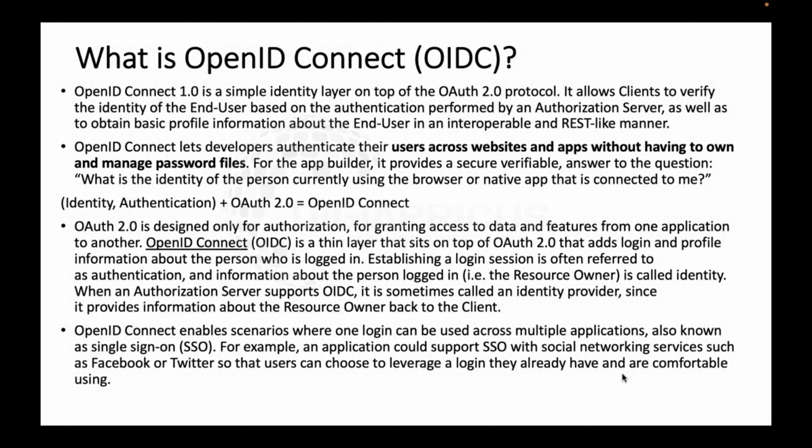So as I mentioned before, it's identity authentication plus OAuth 2.0. It's a layer on top of the OAuth protocol, and that makes your OIDC protocol. OAuth 2, as I've mentioned before, is only designed for authorization, that is, granting access to data and features from one application to another. That's what authorization is, right? So OIDC is a thin layer that sits on top of that OAuth 2 protocol, and that adds the login and profile information about the person who is logged in.